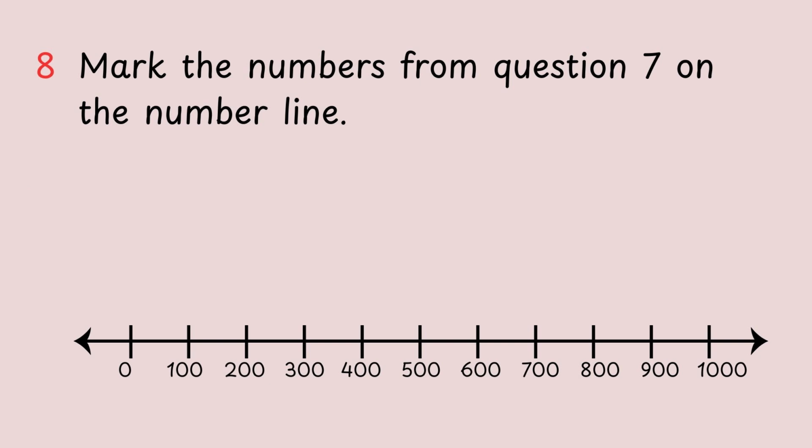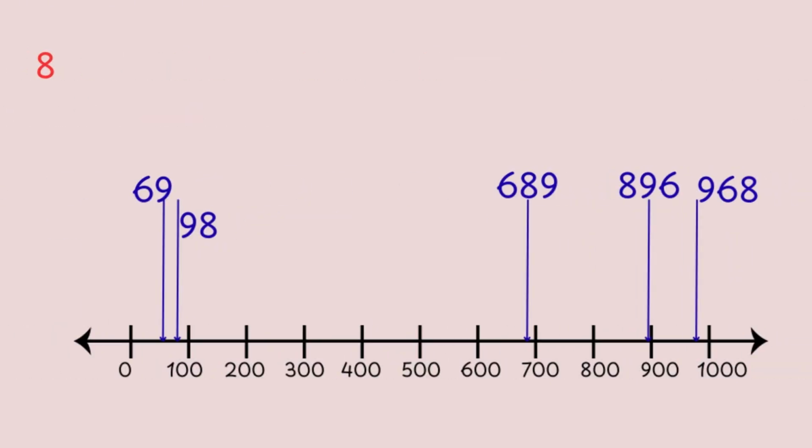Question 8. Mark the numbers from question 7 on the number line. So we can see the number line starts from 0 and goes all the way up to 1000. So we have to use the numbers from question 7, 968, 698, 98, 69, and 896 to mark on the number line. This is the answer.